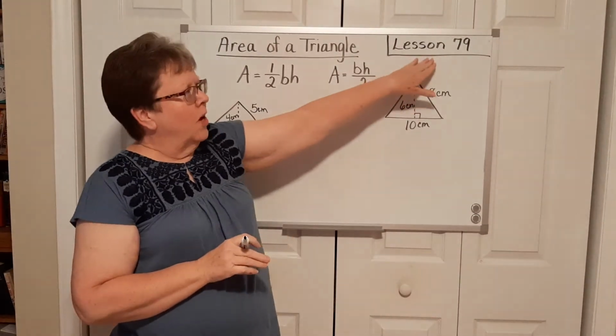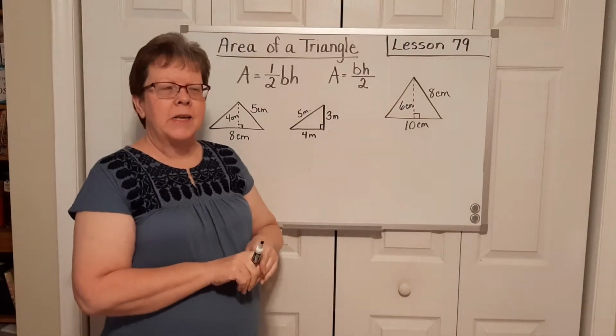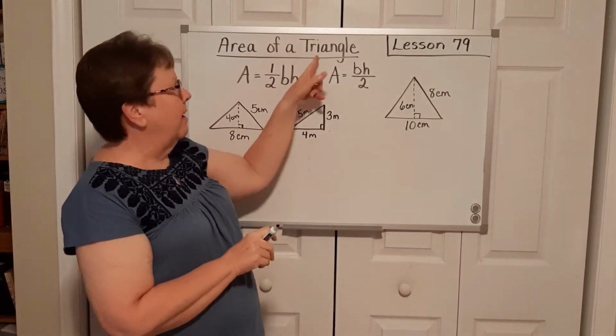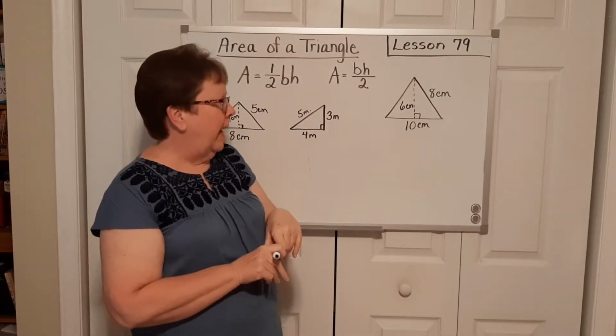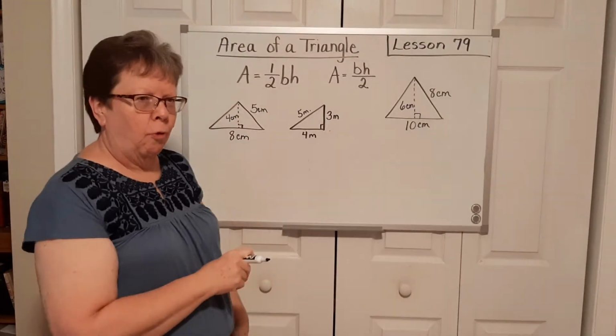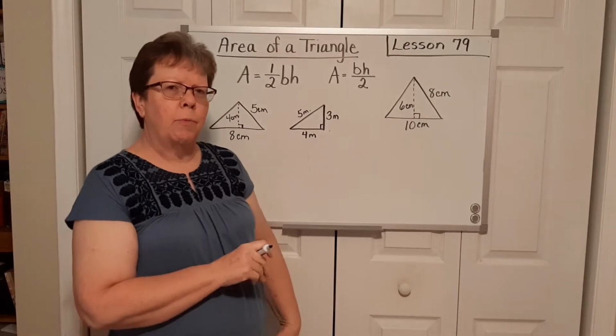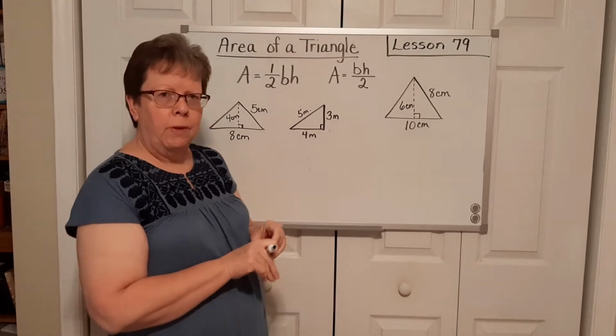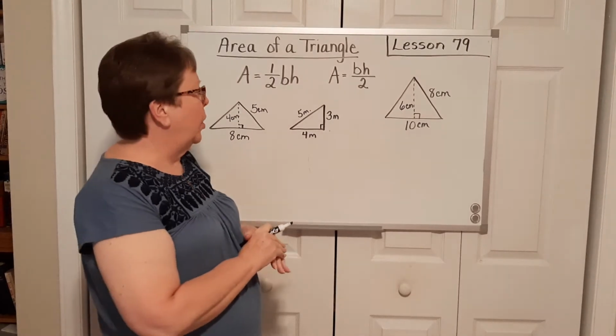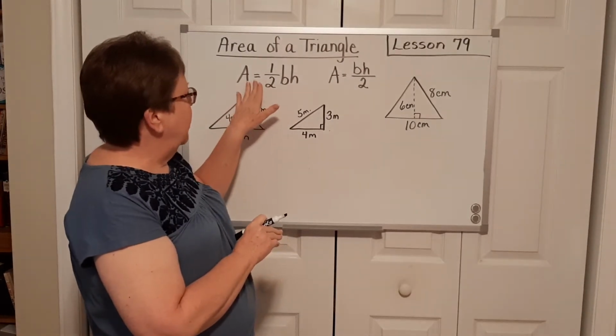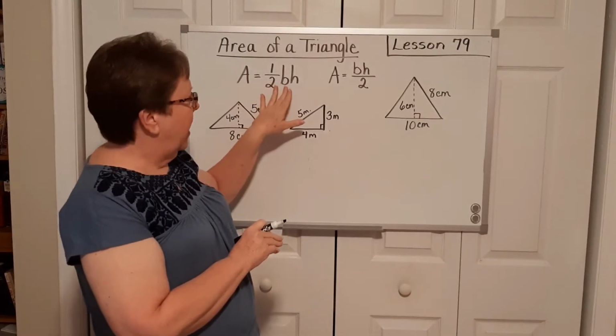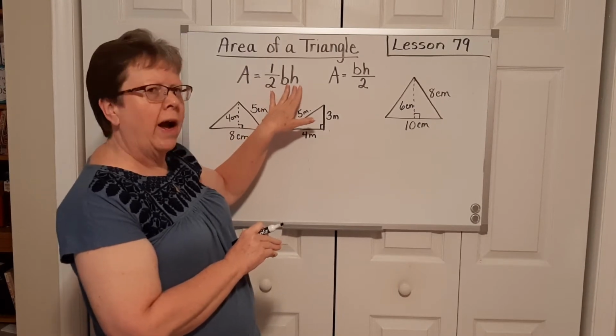Today I wanted to go over lesson 79, the new concept of finding the area of a triangle. I've got two formulas for you, and it would probably be helpful if you wrote these in your flip chart. These are also in your book. Area is equal to 1/2 times your base times your height.